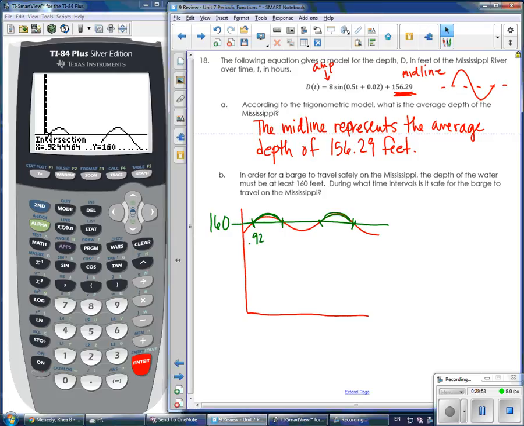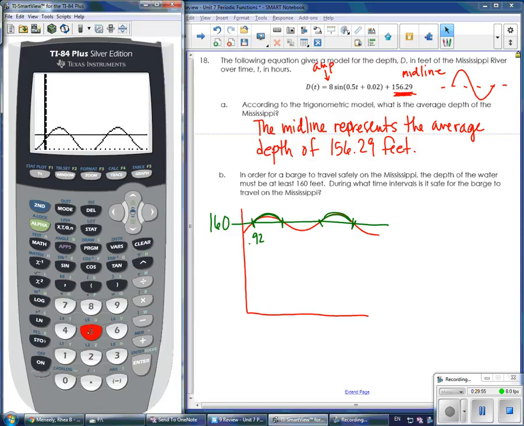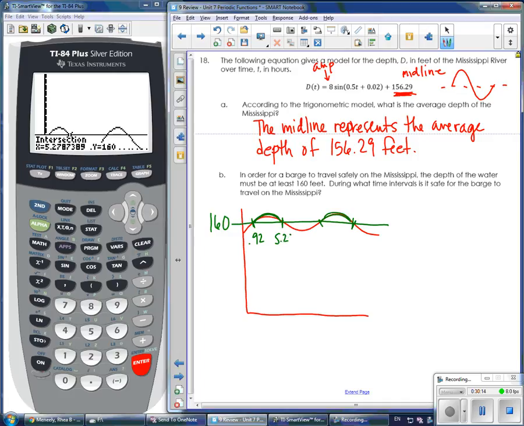And then we can do that again. If we hit second trace, option 5, we can move the cursor over to the second point of intersection. And my calculator keeps going a little too far. Press enter until you see the word intersection. And that occurs at 5.28. So I know right now between 0.92 and 5.28 hours, and that will be after midnight. And now I have another time interval where the barge can safely pass.